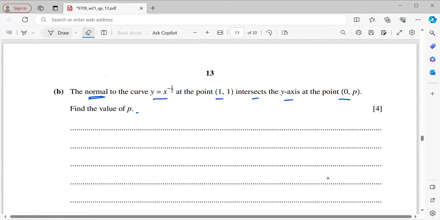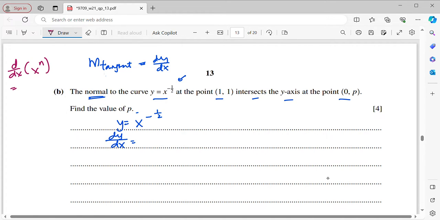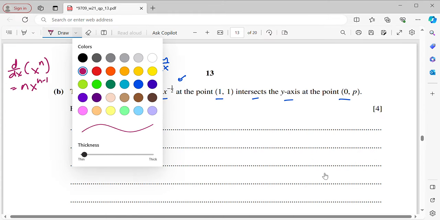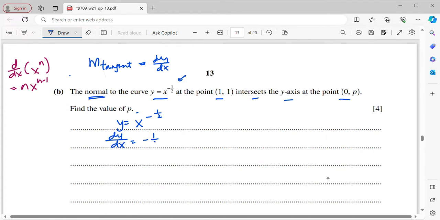Gradient m tangent, I will write m tangent equals dy/dx. Which means now I need to differentiate. So my y is x to the power of negative half. So for dy/dx, bring down the negative, because we are using the formula d/dx of x to the n equals n x to the n minus 1. So from here, I will get minus half x to the power of negative 3 over 2. Then at 1, 1, my dy/dx is negative half times 1, which is negative half.